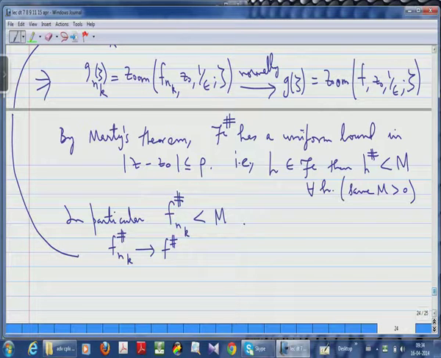Mind you, g_{n_k} is just f_{n_k} translated and scaled. So when you translate and scale a function, its nature does not change. If you take a meromorphic function and translate and scale it, you will again get a meromorphic function. After all, translating and scaling is not going to change the nature of singularities, and if you translate and scale an analytic function, you will again get an analytic function, and so on and so forth.